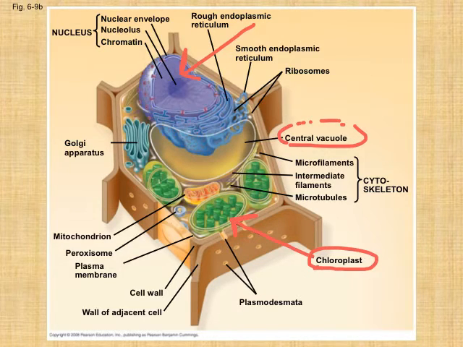Another thing that plant cells have that animal cells don't have is a cell wall around the plasma membrane. So there's the cell wall of this plant cell. So again, just like with the animal cell, you want to be able to identify the different organelles in a plant cell and know the difference between this and an animal cell.